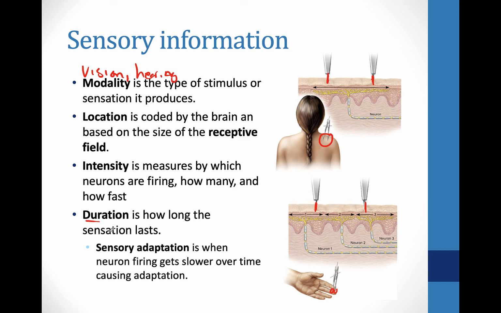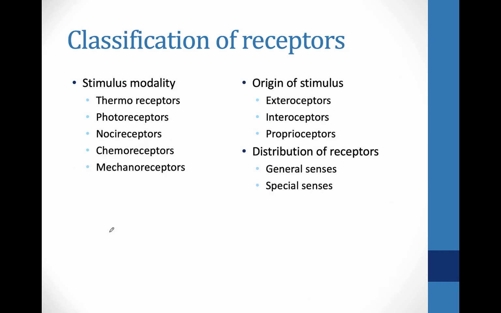And some senses adapt, so they actually are still there, but you don't notice them. This is really common with smell. So if you walk into somebody's house and it smells really bad, you notice that right away, but if you stay and hang out for a while, you might not notice the smell anymore because your sensory system actually adapts to the smell. And we can classify the information we get from our senses in a lot of different ways.